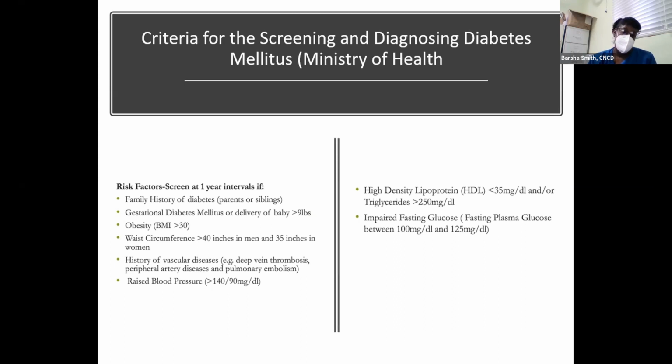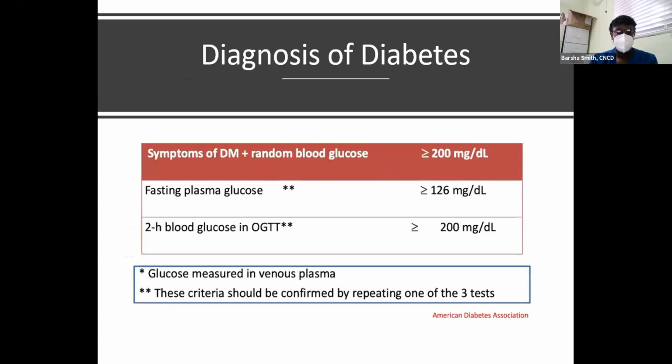monitoring list, those with gestational diabetes, those with a waist circumference greater than 40 for men, and 35 for women, those with a history of vascular disease or high blood pressure, and those, of course, who present with some impaired glucose reading when they show up at the clinic. So we at the clinic should have some way through the medical records to monitor these patients so that every year we screen them to make sure that they have not developed diabetes.